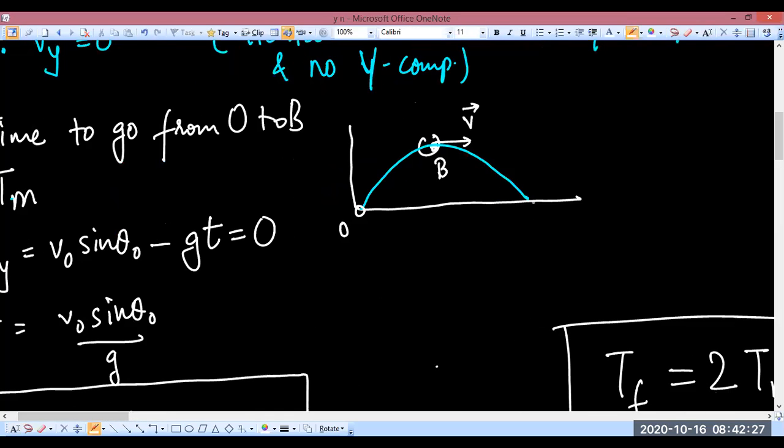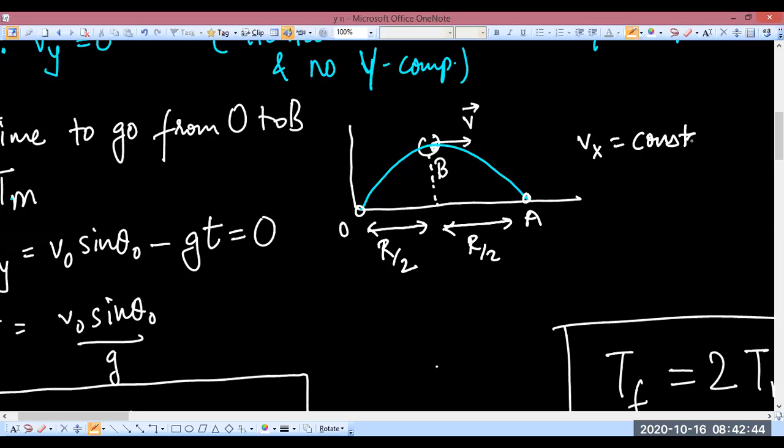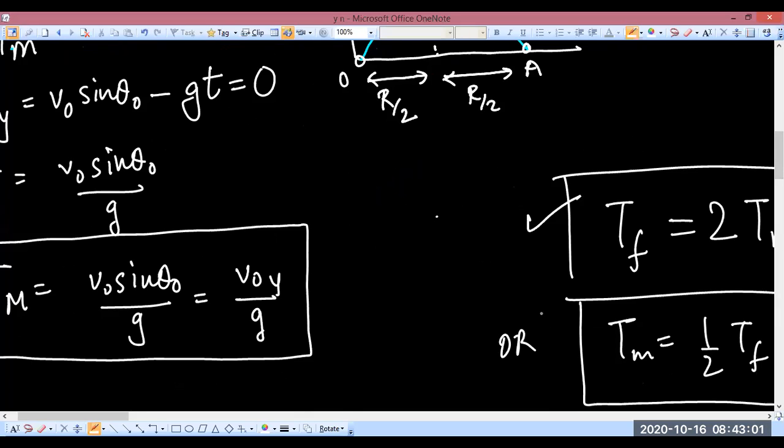Because if you realize B is halfway through, and the x component of velocity is constant. I hope you all remember that B is halfway through and the x component of velocity is constant. That's why this happened, right? Okay, so this is it. Again, you could remember either this or this, whichever you like, no problem. Both are the same, right?